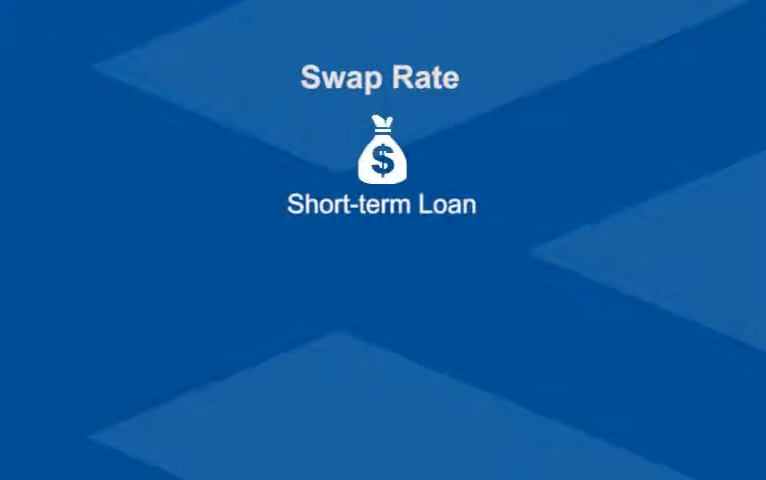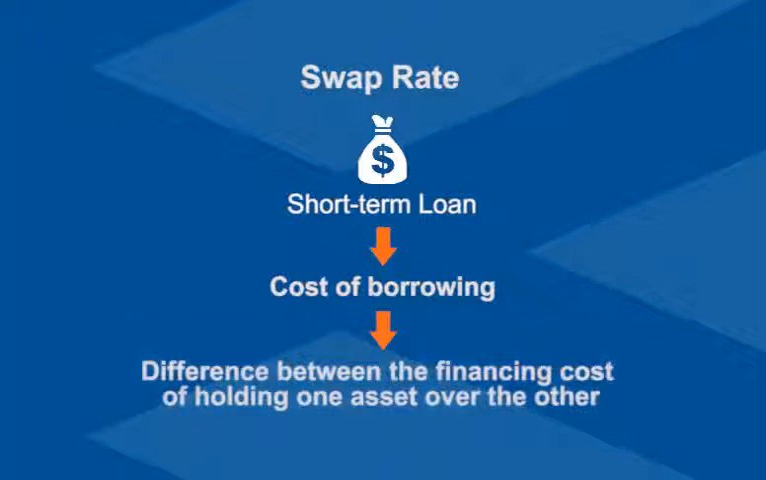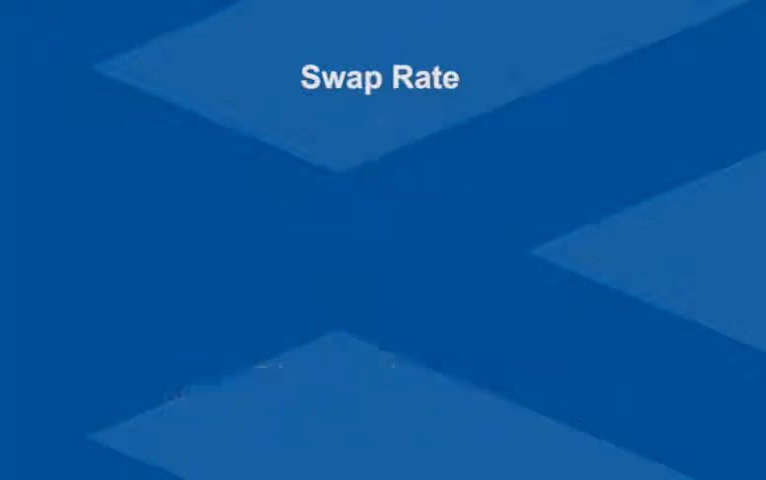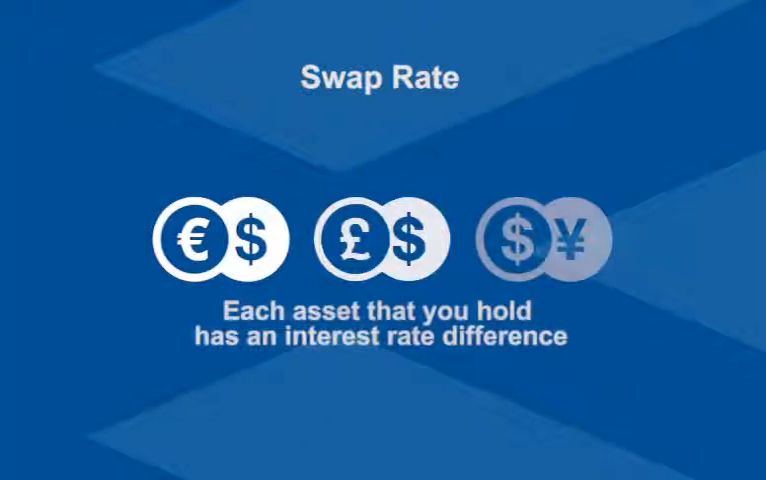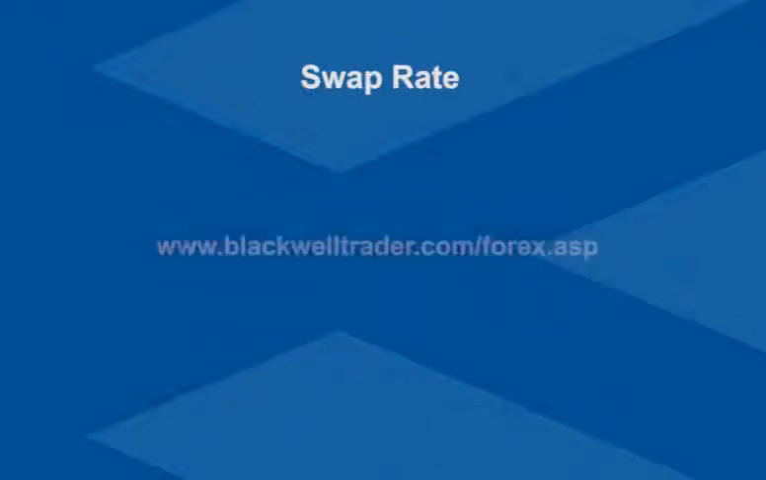Remember how we said that trading on margin is like taking a loan from the broker? Well, think of the swap rate as the cost of borrowing. Swap rate is basically the difference between the financing cost of holding one asset over the other. Each asset that you hold has an interest rate difference. As we all know, the Australian dollar has the highest interest rate as opposed to the Japanese yen. Japanese yen has the lowest rate. You can check on our website at blackwelltrader.com/forex if you wish to check out interest rates and swap rates.